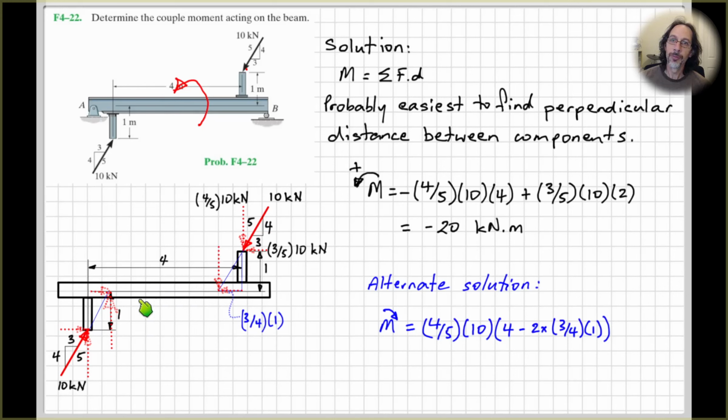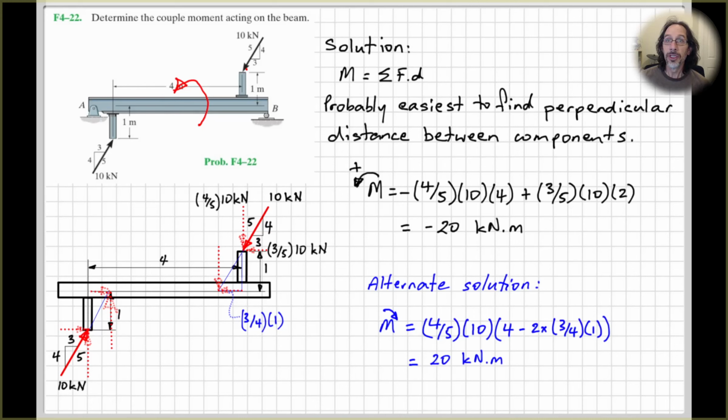You just have the vertical components and this perpendicular distance here, which will be 4 minus 2 times 3/4 times 1. Okay, so we've got this bottom edge of this blue triangle, and we'll have the same over here. So that's what we've got over here. So if we put that into our calculator, we get 20 kilonewton meters. And this time, because I know that it's going to be clockwise, I've just put clockwise as my indication here, so we get a positive answer.